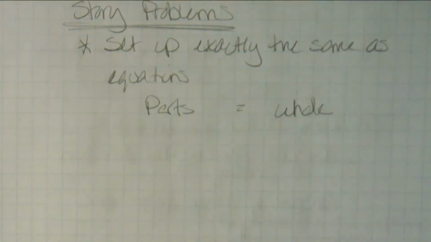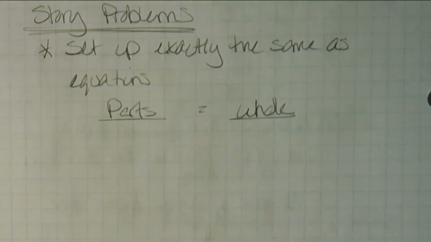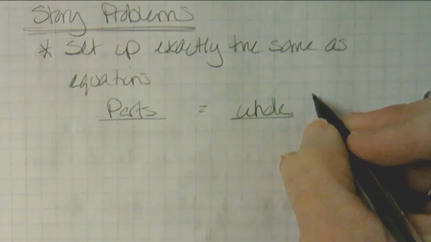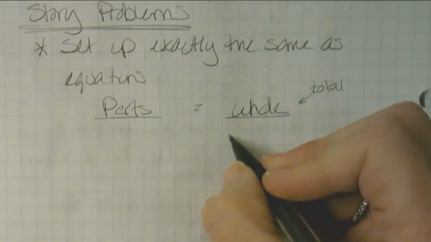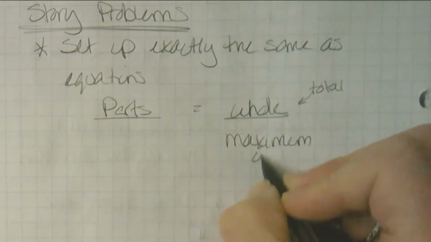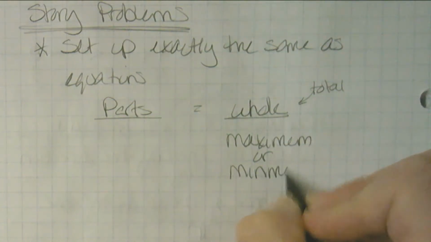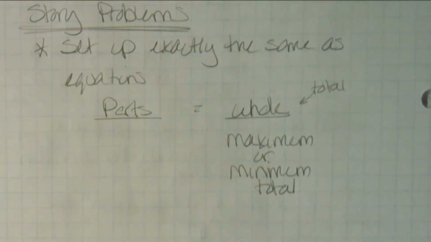Let's talk a little bit more about what the whole means. When we have an inequality, our whole is still our total. However, it is going to be our maximum or minimum total. Minimum. There we go. Minimum total.